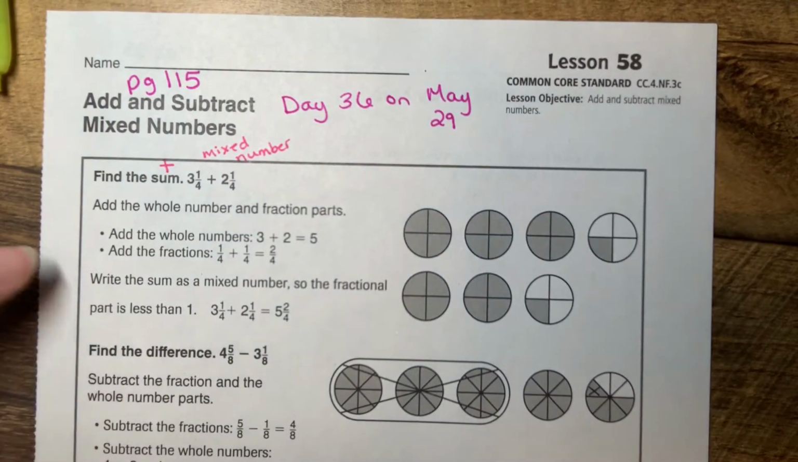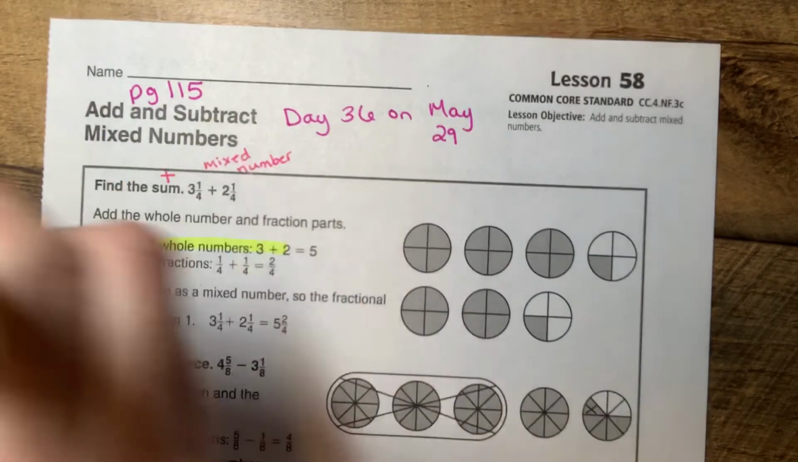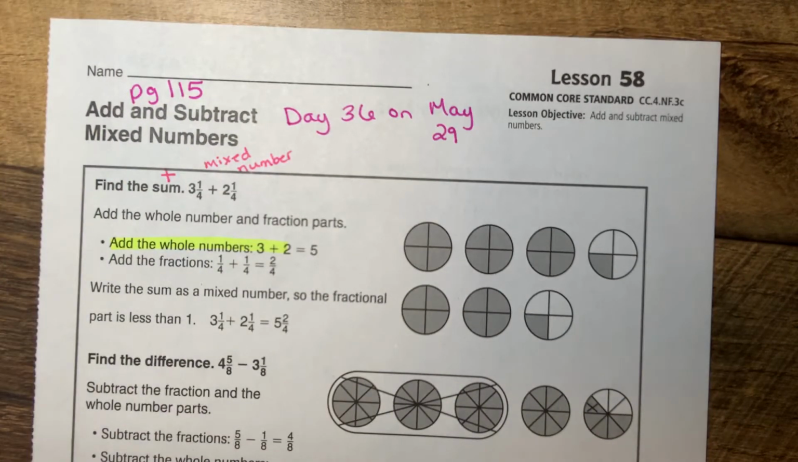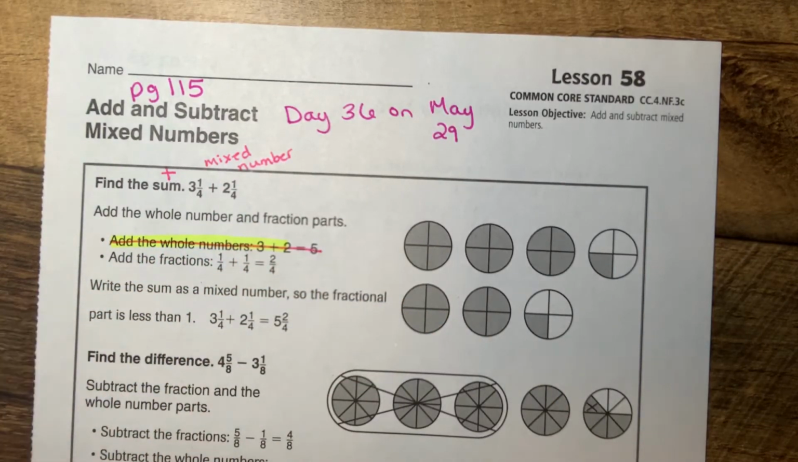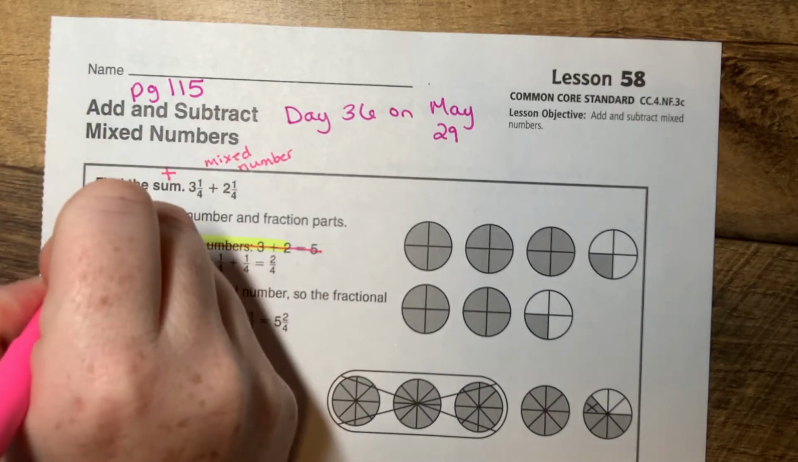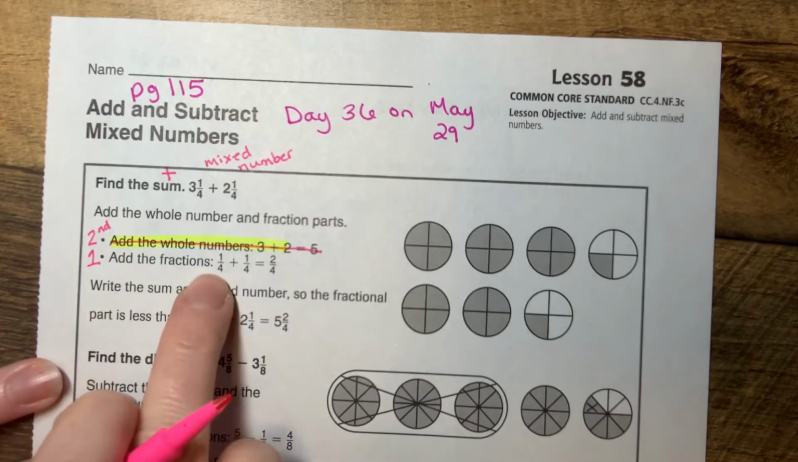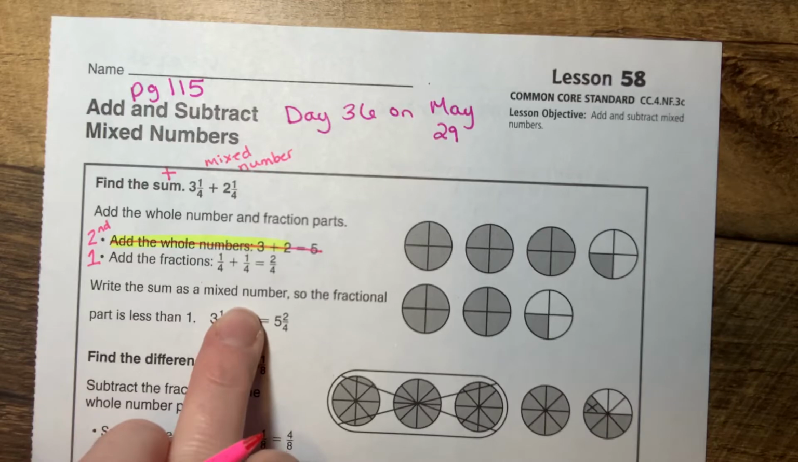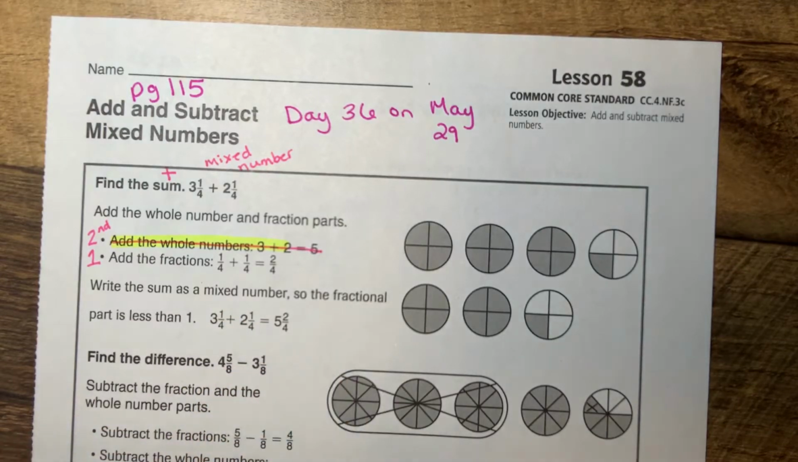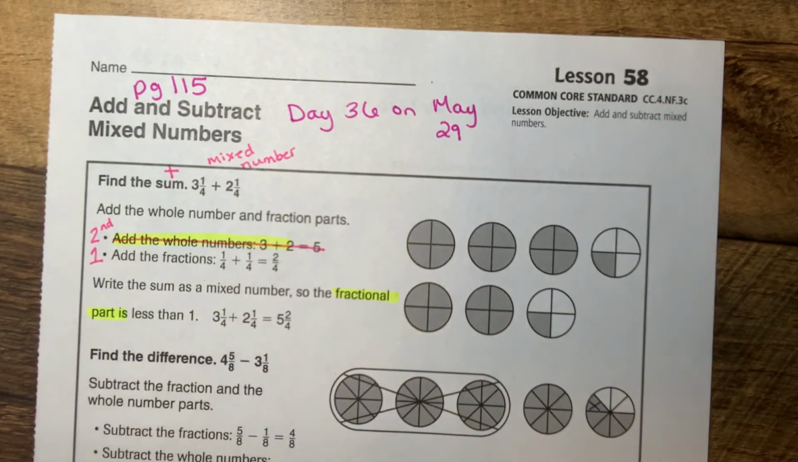Now, this starts out with you adding the whole numbers. I say, no. Do not start there. Don't ever start there. Always start with the fractions. So start here and then do that second. So first we're going to add the fractional parts, and then we're going to write the sum as a mixed number, so that the fractional part is less than 1. This is very important. I'm going to talk to you about that.